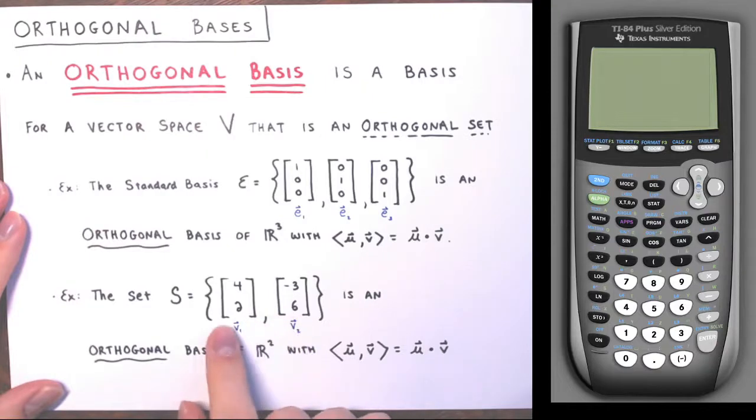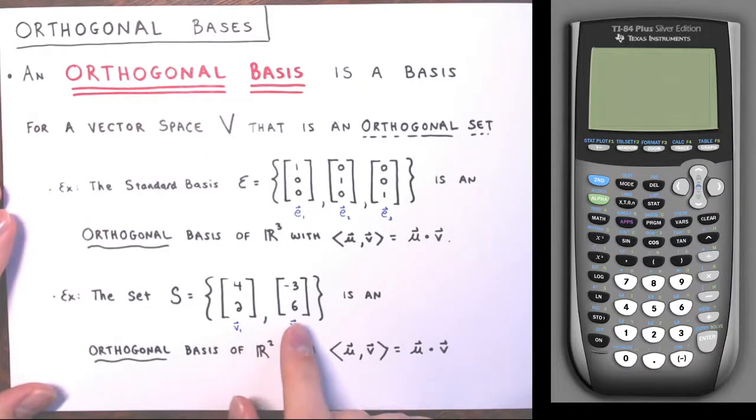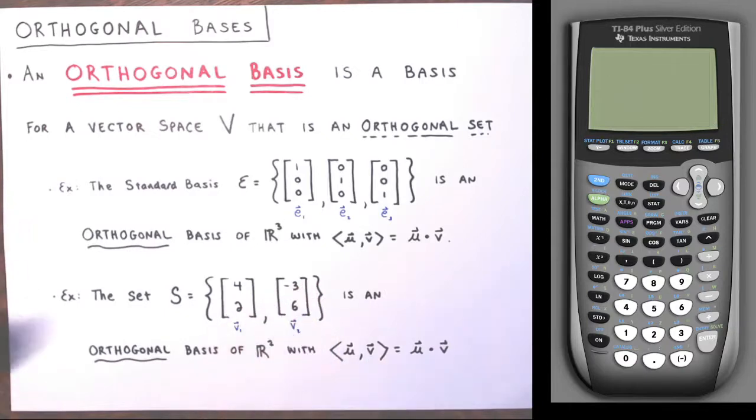And they're orthogonal, right? There's only one pair of vectors here, and you can see that the dot product would be negative 12 plus 12, which would be 0. So this is an orthogonal basis as well, besides the standard basis for R2.